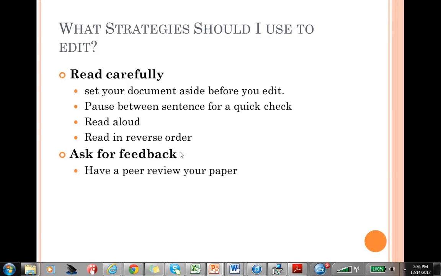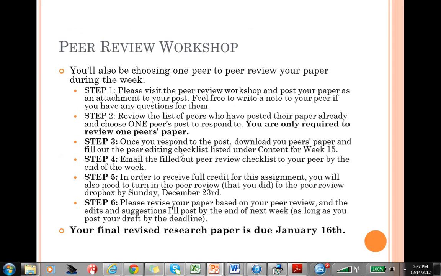You can have a peer review your paper. So this week what we're going to be doing is a peer review workshop. Once you've gotten your paper to the best you think you possibly can, you're going to upload it into the peer review workshop as its own post. It needs to be an attachment, a Word document or a PDF, something that your peer can download and easily edit and look at. You're more than welcome also to write a note to your peer to tell them any special requests you have in their editing process.